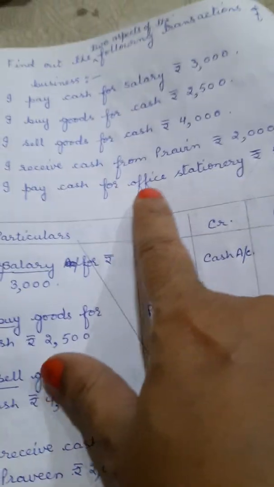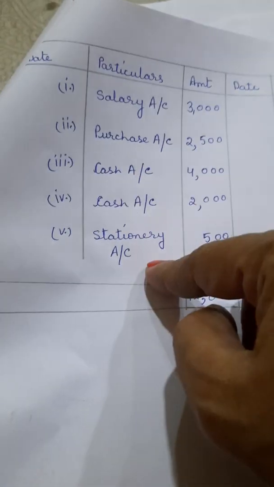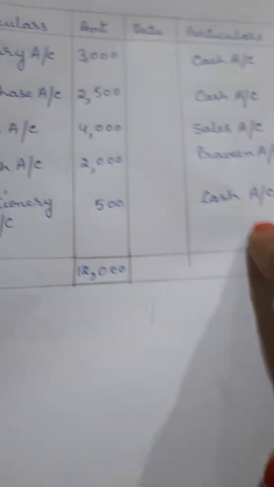Then I pay cash for office stationery rupees 500. Then it is number 5, stationery account. We will write it in the particulars column on the debit side, rupees 500 in the amount column. Then particulars cash account, credit side 500 rupees. Then we add both the amounts, and we get 12,000. So in this way we are calculating.